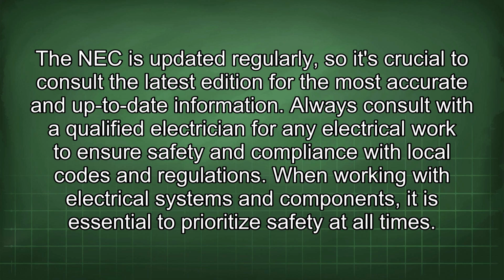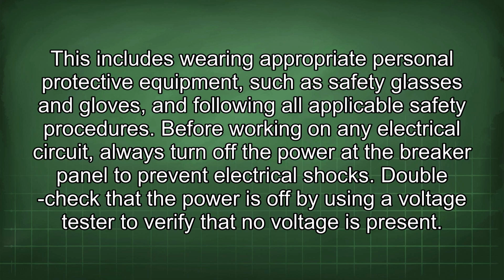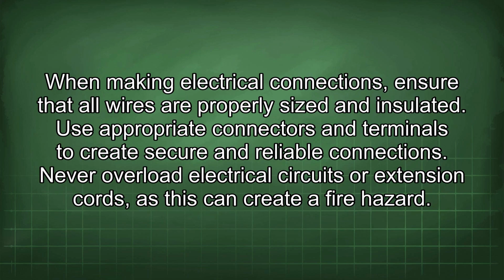When working with electrical systems and components, it is essential to prioritize safety at all times. This includes wearing appropriate personal protective equipment such as safety glasses and gloves, and following all applicable safety procedures. Before working on any electrical circuit, always turn off the power at the breaker panel to prevent electrical shocks. Double-check that the power is off by using a voltage tester to verify that no voltage is present. When making electrical connections, ensure that all wires are properly sized and insulated.